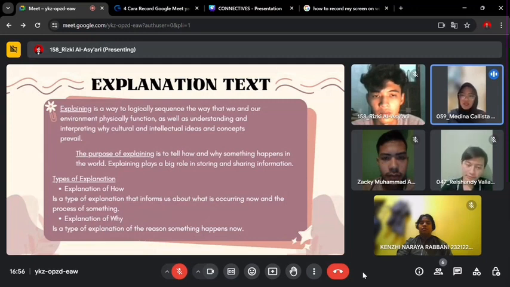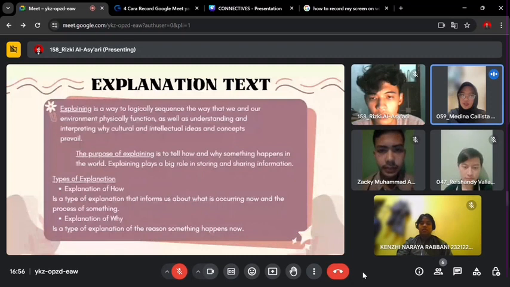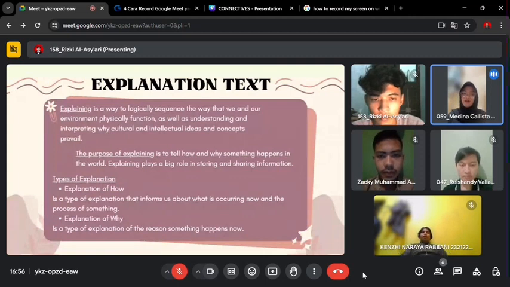Explanation is a way to logically sequence the way that we and our environment physically function, as well as understanding and interpreting why cultural and intellectual ideas and concepts prevail. So the purpose is to tell how and why something happens in the world. Explaining plays a big role in sharing information. So explanation text is a text that provides an explanation of a certain phenomenon or event.